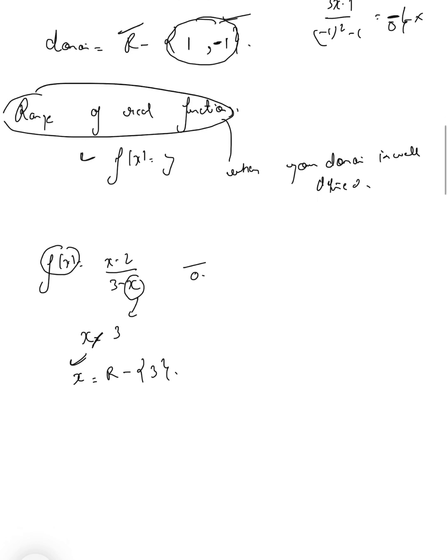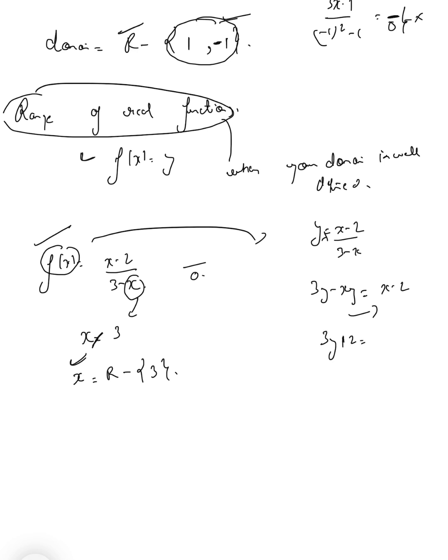And if we are going to find the range of this function, just remember the converse process. The domain is well defined when the range is well defined, and the range is well defined if the domain is well defined. For example, to find the range, we put y = (x - 2)/(3 - x). Cross multiplying, 3y - xy = x - 2. Send the terms containing x to this side. So 3y + 2 = x + xy. Take x common: x(1 + y) = 3y + 2. Send this term here: (3y + 2)/(1 + y) = x.